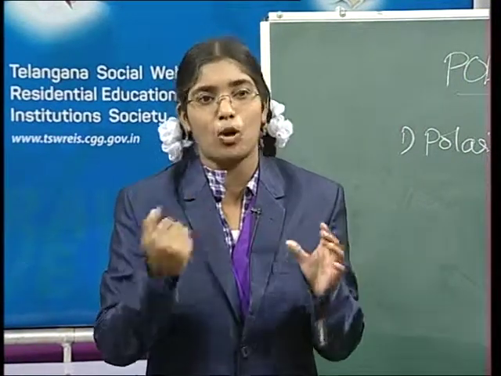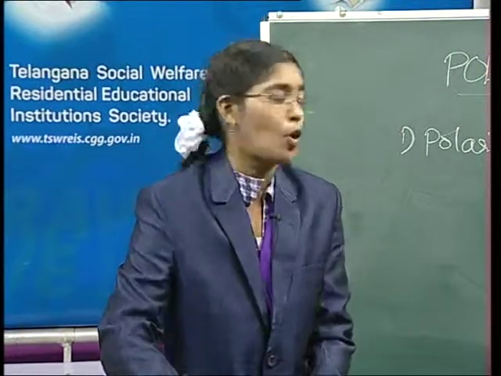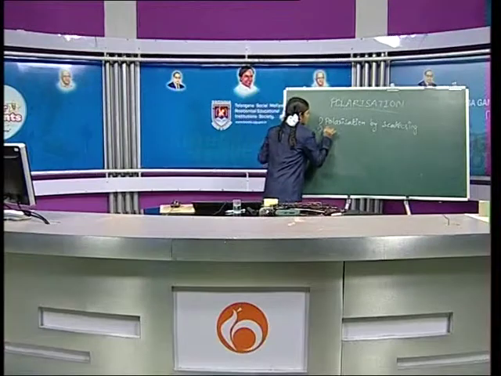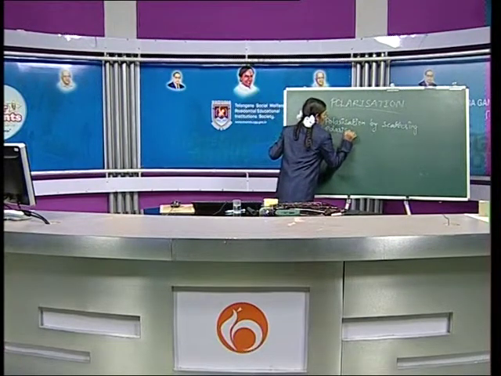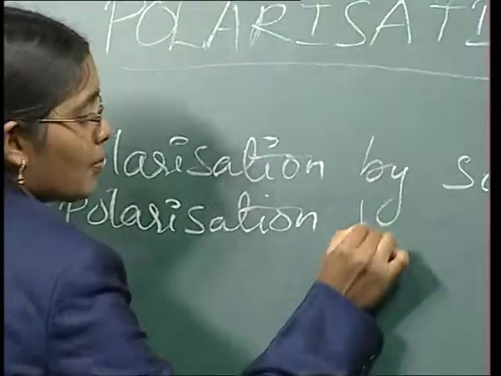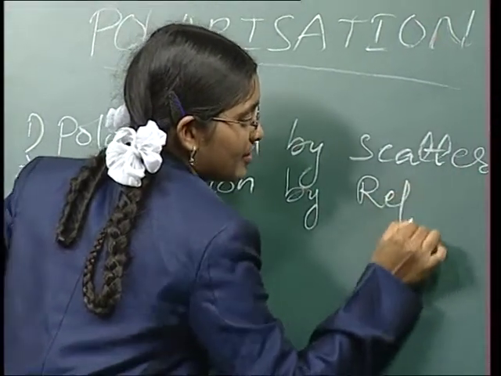Yes. Then, if a light ray coming from the sun escapes from all the molecules and tries to come to the ground, what happens? How does that ray get polarized? There is another phenomenon which is called polarization by reflection.